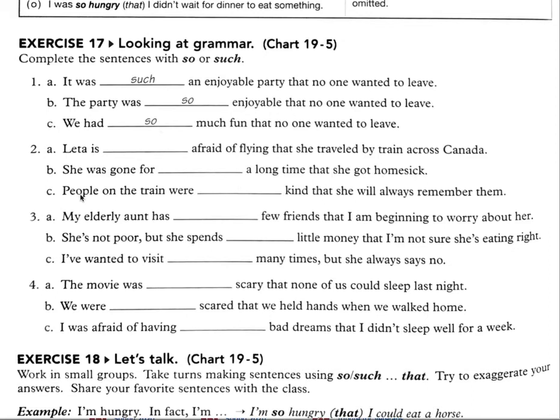Letter C. People on the train were blank kind that she will always remember them. So here, blank and then followed by an adjective, and then here's that. You say, okay, here I'm going to use so. Go ahead and do number 3 and number 4, A, B, and C.